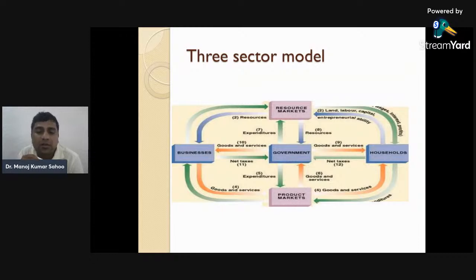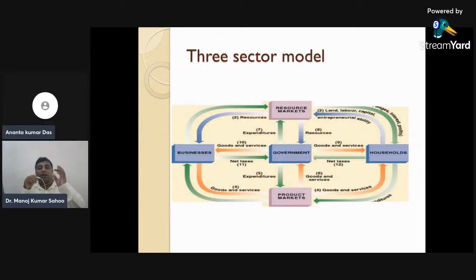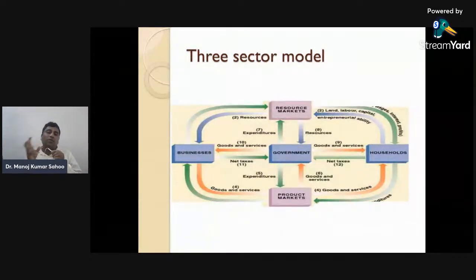Similarly, the product market is also linked with the government. The firm provides goods and services to the government through the product market, and in return government does some expenditures by purchasing different types of goods from the business houses. So here you see three sectors are involved. One is the business, second one is the government, and third one is household. All these three economic agents are interlinked with each other. So everyone depends on the other.